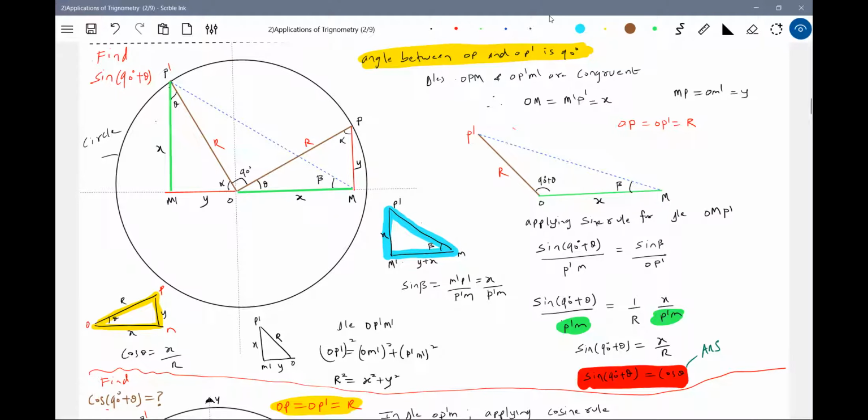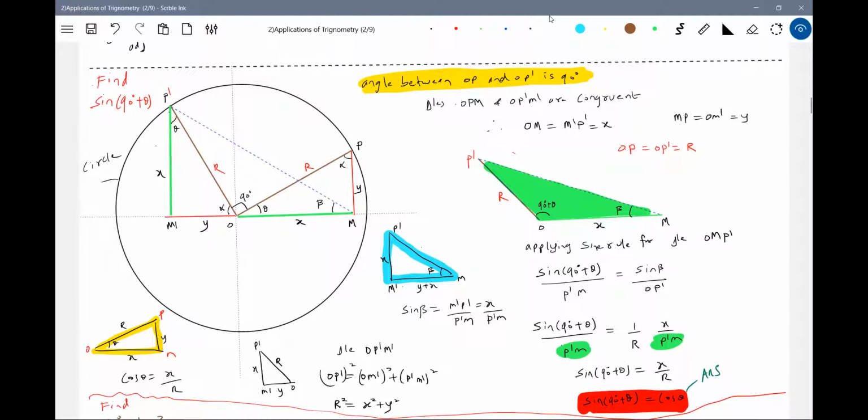Let me shade it so that you can see. Sine of 90 plus theta. Is it a right angle triangle? No, it's not a right angle triangle. So we'll apply the sine rule for it. Applying the sine rule.